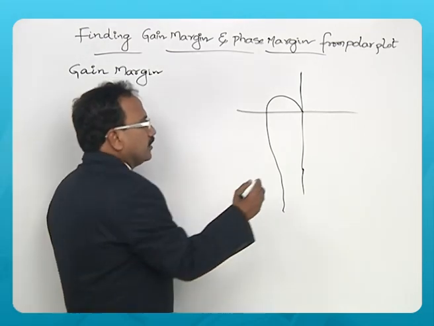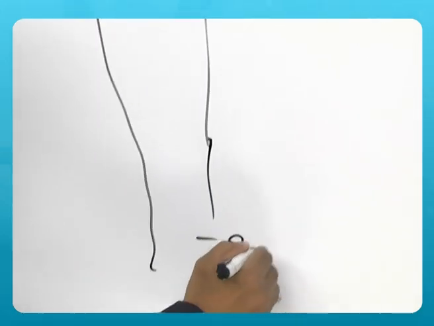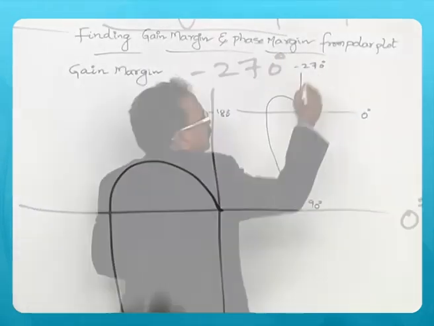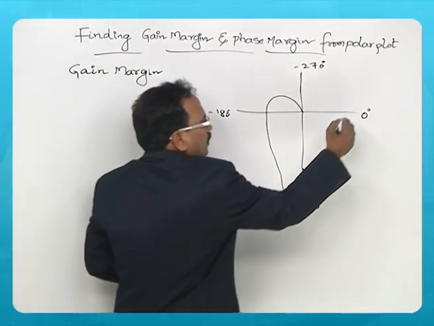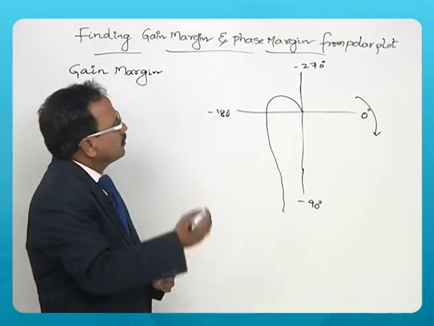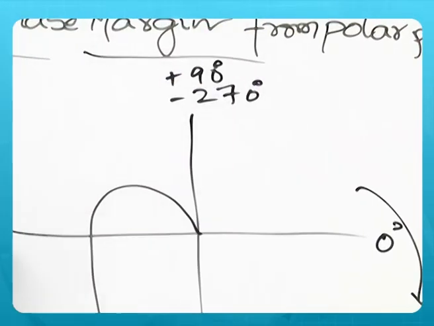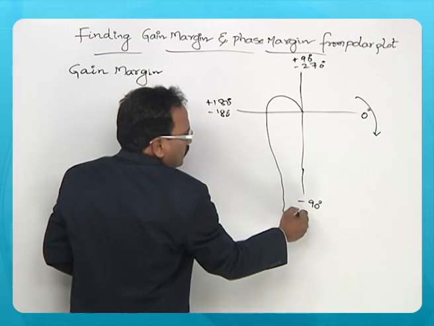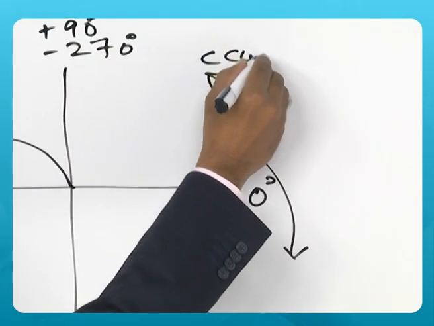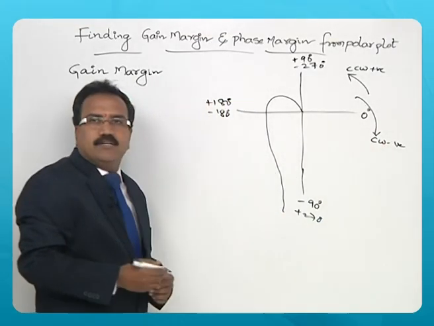Originally, the polar plot consists of angles 0 degree, minus 90, minus 180, minus 270. The measurement of angle on the polar plot in the clockwise direction is in this fashion, and in the counterclockwise direction the angles are plus 90, plus 180, plus 270, and so on. So, counterclockwise is positive angle and clockwise is negative angle.